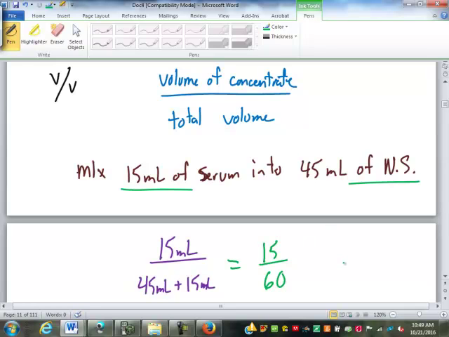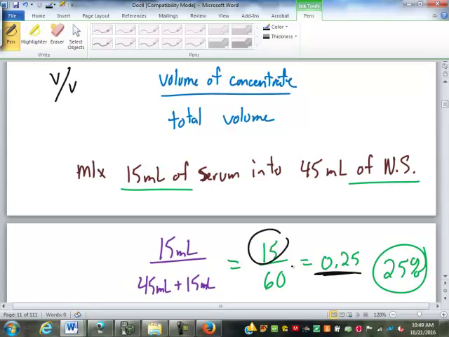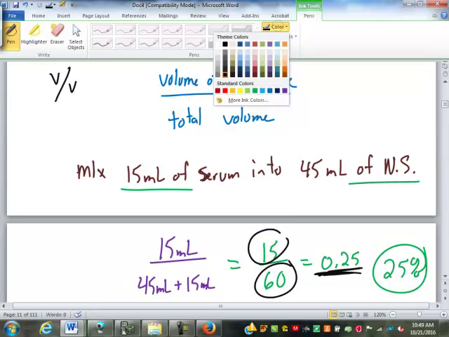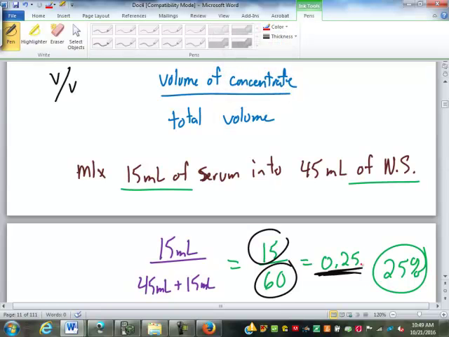So that's 15 over 60, which you divide out to be 0.25, or 25%. To get to the 0.25, all we're doing is just taking numerator divided by denominator, 15 divided by 60. Once we're at the 0.25, we're going back to our properties of percents, moving that decimal point 2 spots to make it a percent, 25%.